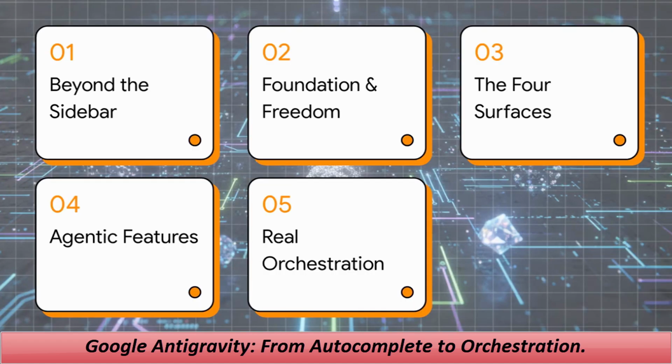Okay, so here's our quick roadmap for today's explainer. 1. Beyond the chatbot sidebar. 2. Foundation and freedom. 3. The 4 surfaces. 4. Agentic features. And finally, 5. Real-world orchestration. Let's just jump right in.